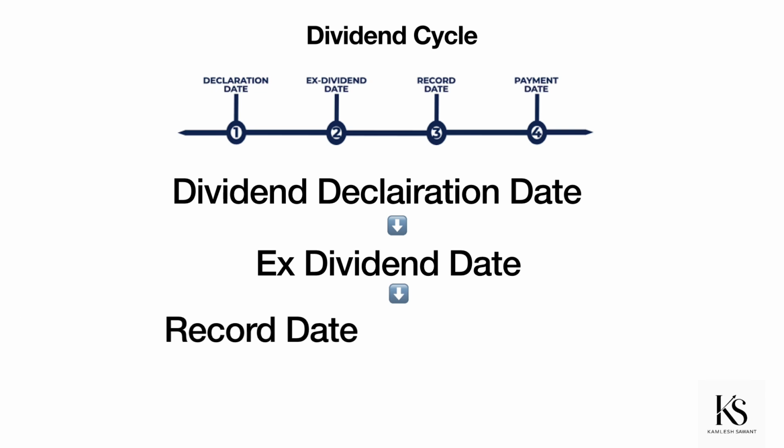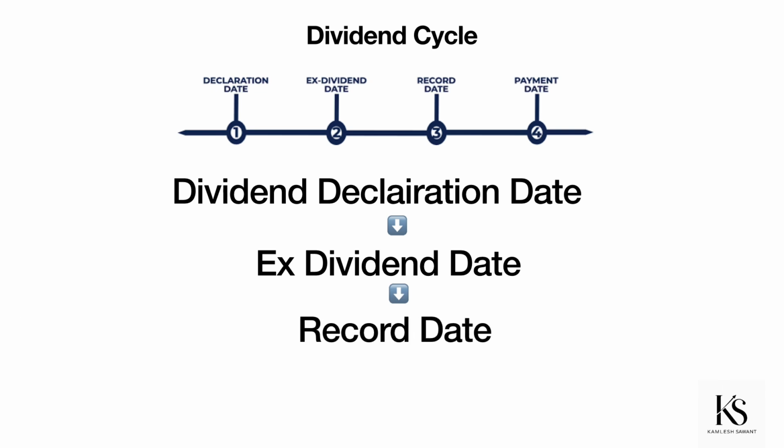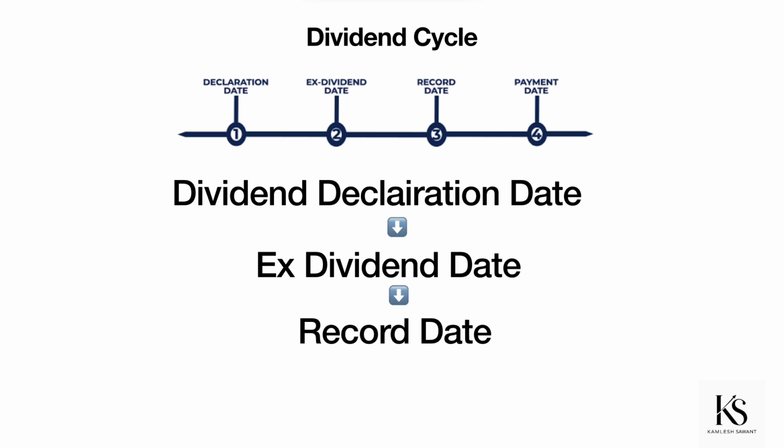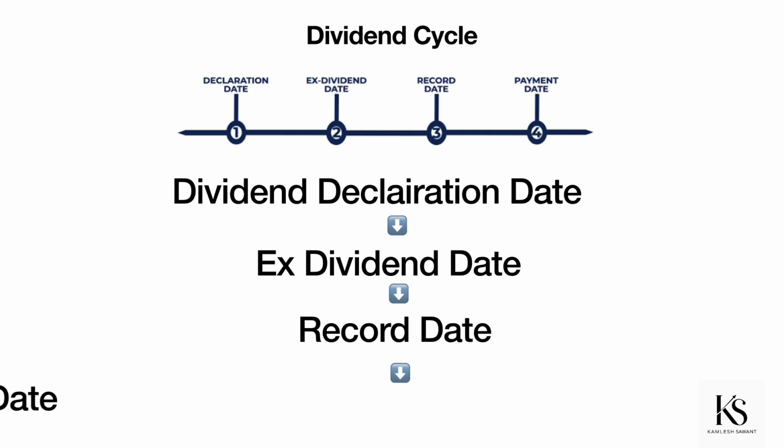Record date. This is the date on which the company decides to review the shareholders register to list down all the eligible shareholders for the dividend. Usually, the time difference between the dividend declaration date and record date is at least 30 days. Dividend payout date. This is the day on which the dividends are paid out to shareholders listed in the register of the company.